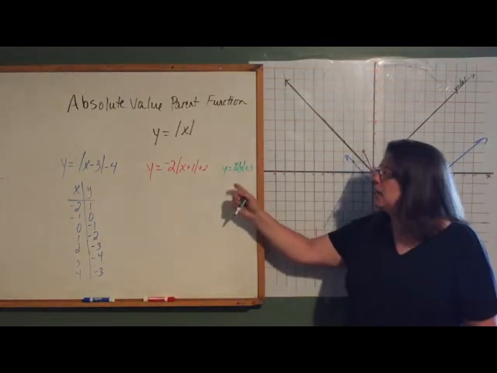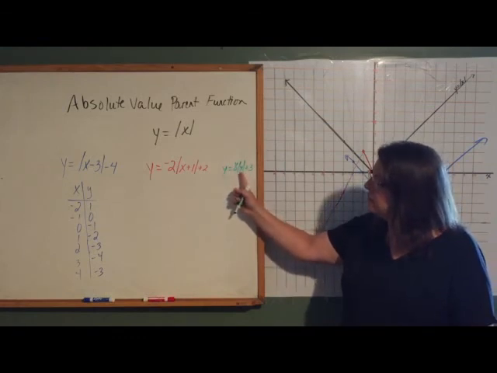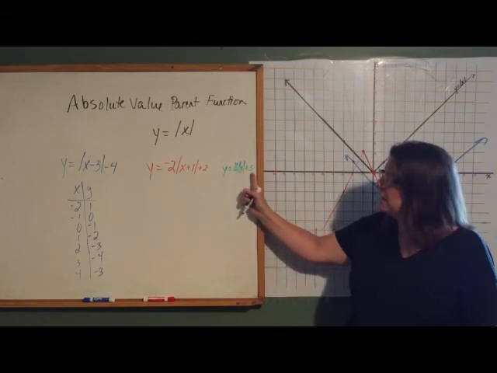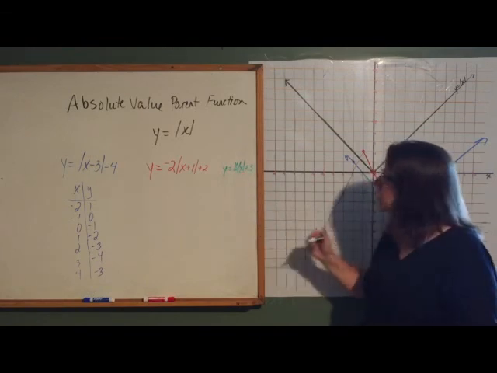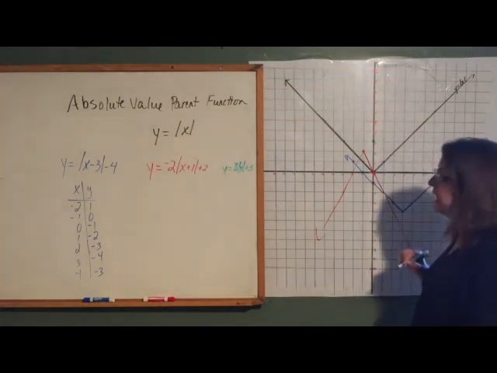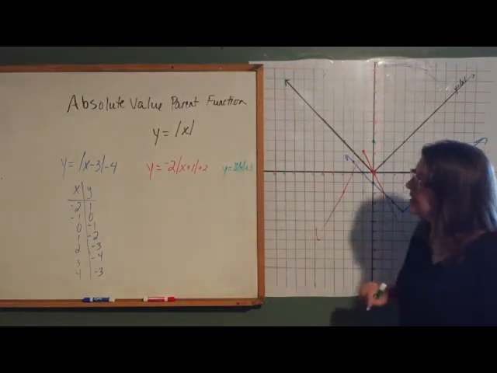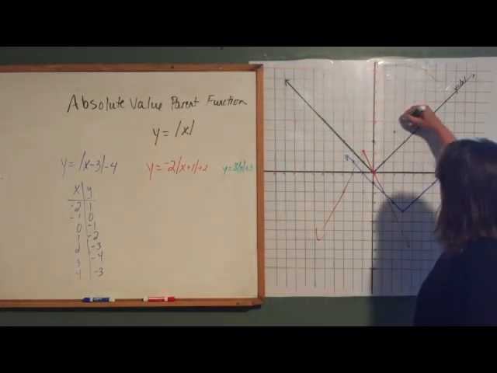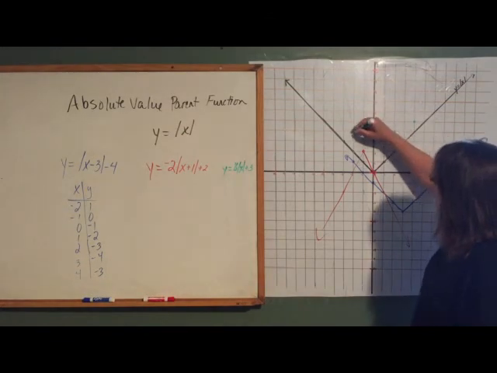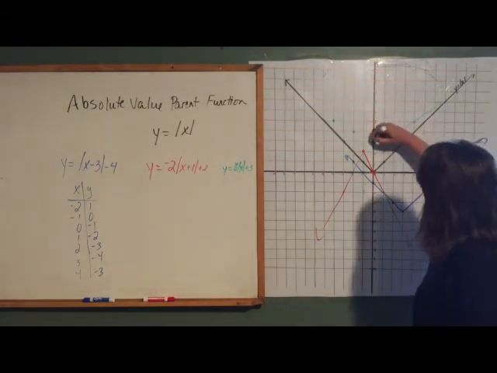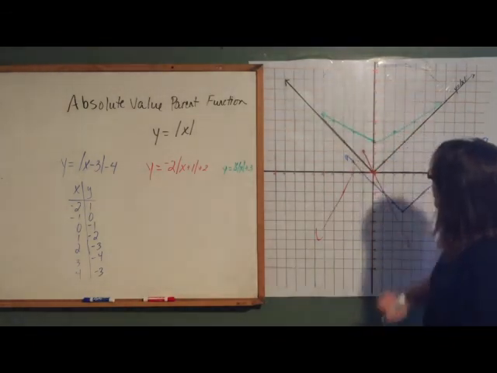Okay, so for this one, my vertex, there is nothing inside with the x, so that means it stays at 0. And then it's going to go up 3. So I'm not going to move right or left anywhere, but I am going to go up 3 for my new vertex. Then I know the right-hand side is a 1/2, so the slope of the right-hand side is a +1/2. It will make this one a little bit fatter, a little bit wider than the parent function. And there is that absolute value graph.